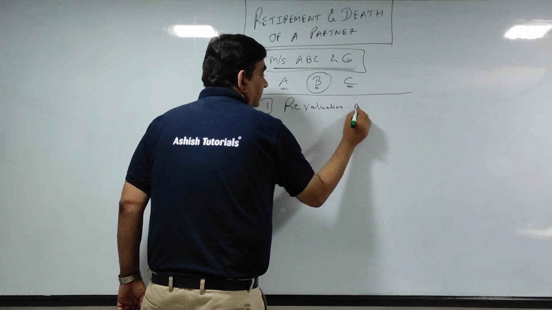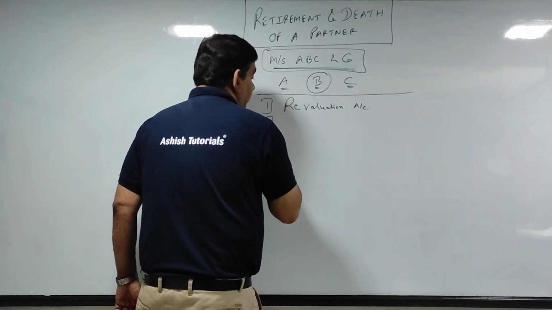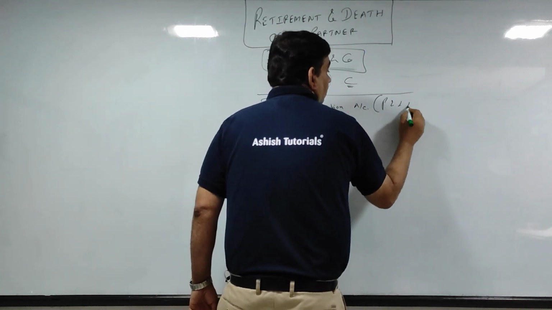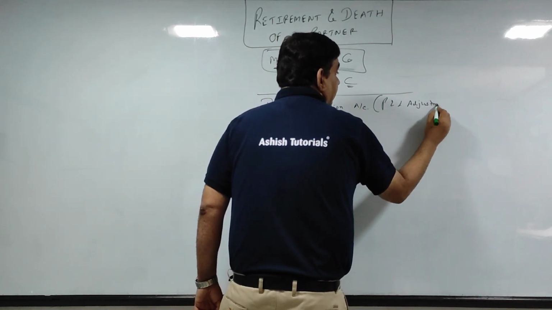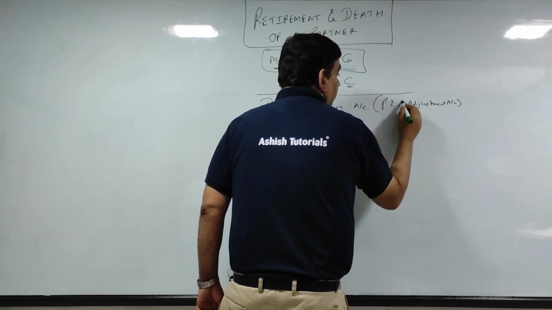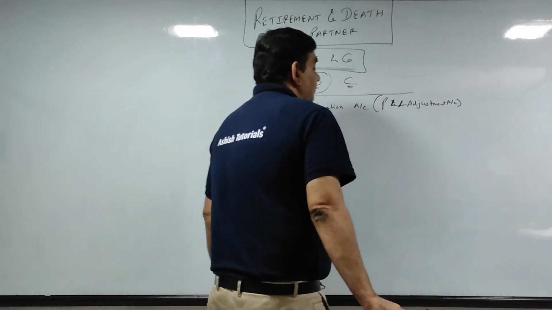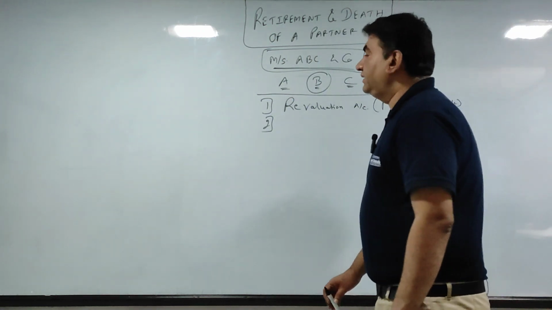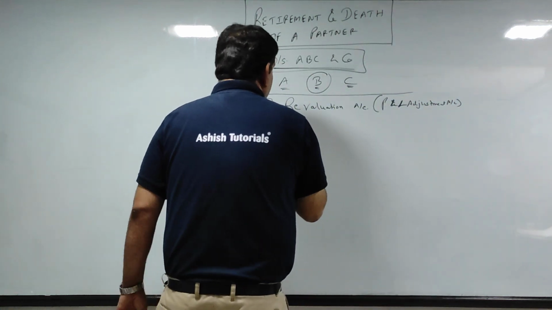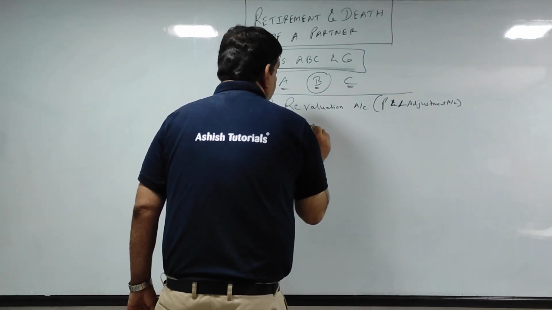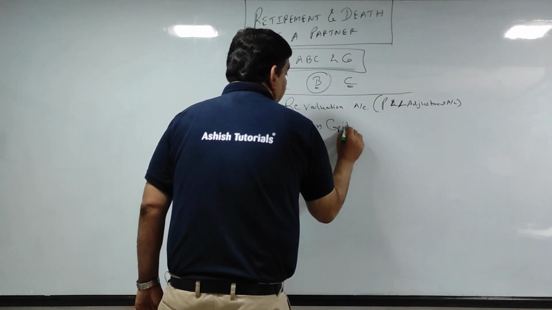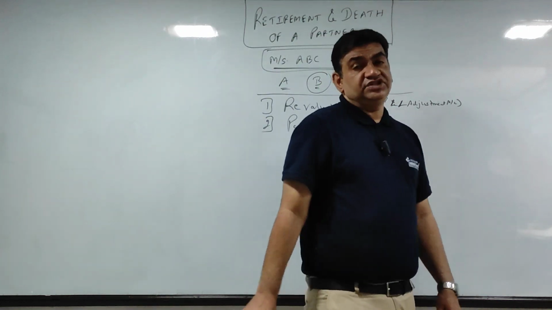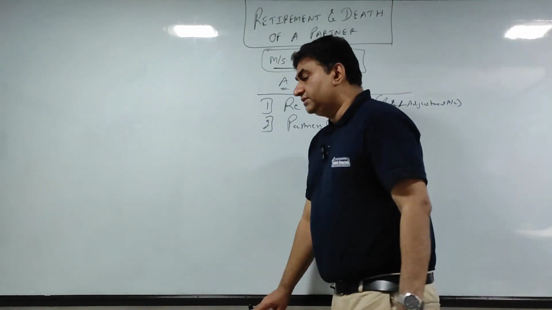So for that, we will make revaluation account. As I told you in admission also, it is also called as profit and loss adjustment account. So don't get confused in case the question instead of revaluation says P&L adjustment. Second, after revaluation, the next account you will prepare is partners capital account. Same like admission, partners capital account.